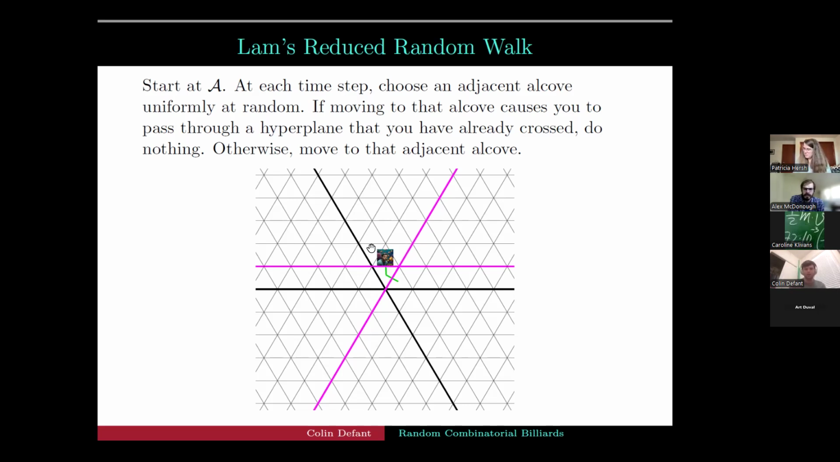Okay, but now, again, I choose an adjacent alcove. Maybe I pick this one here, so I walk there. Now maybe I pick this one. Now maybe I pick this one. Now maybe I pick this one here, but I'm not allowed to move there because I can't go through a pink line. So I stay still. But now maybe I pick this one here, and then maybe this one here, and maybe this one here. So you can see I'm sort of wiggling along through this random walk, going off to infinity in some direction. Okay, so this is Lam's reduced random walk.